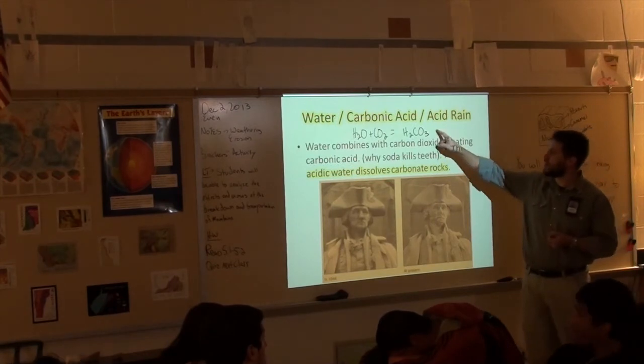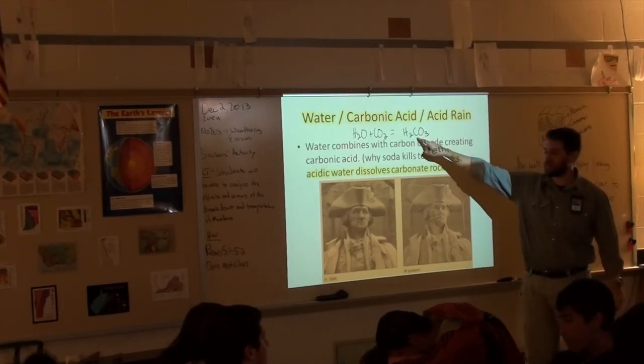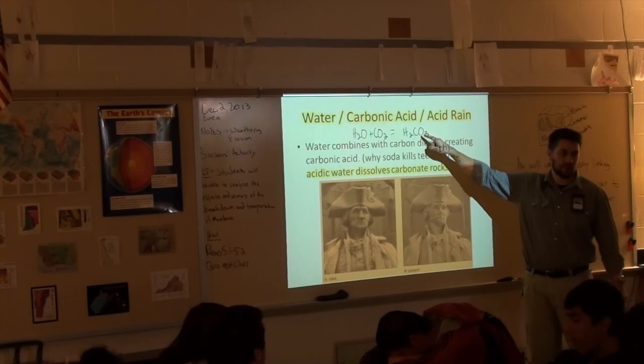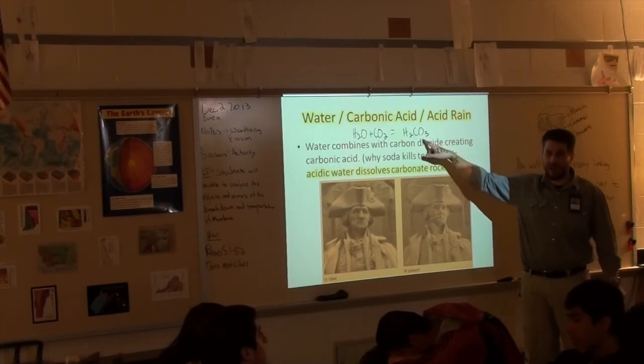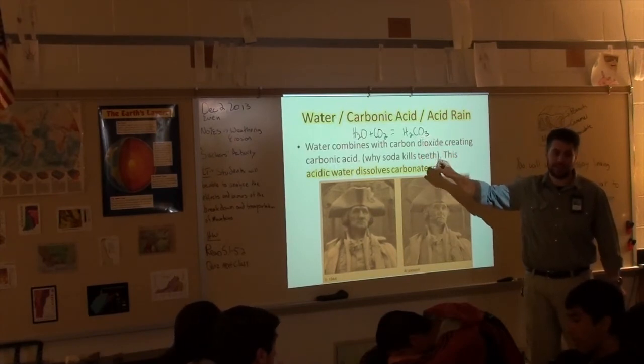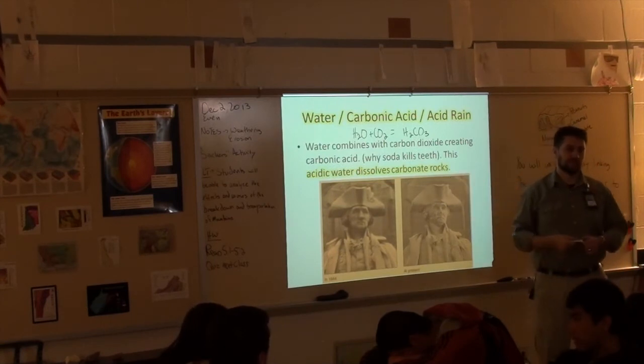So here we have this carbonic acid. Well, this is rain, right here. This is in all of your rain. So all the rain that falls from the sky is naturally acidic.